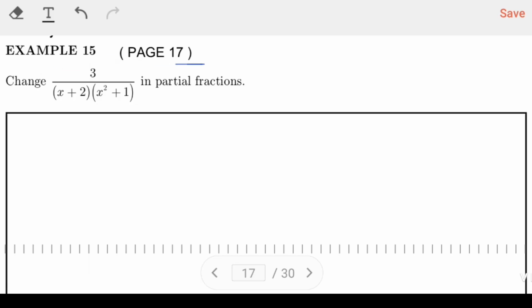Example 15 on page 17. Change 3 over x plus 2 times x squared plus 1 into partial fractions. This is obviously a proper fraction. x plus 2 is a linear factor. x squared plus 1 is a quadratic factor, but it is a quadratic that cannot be factorized.